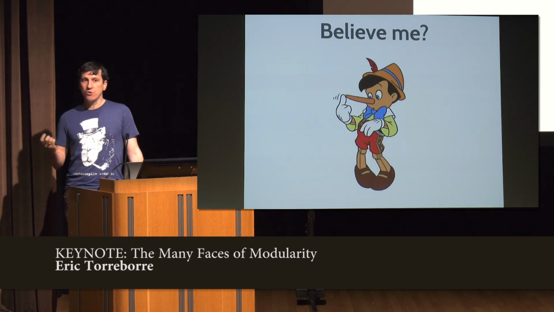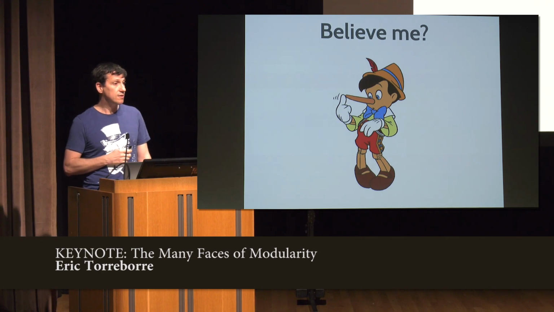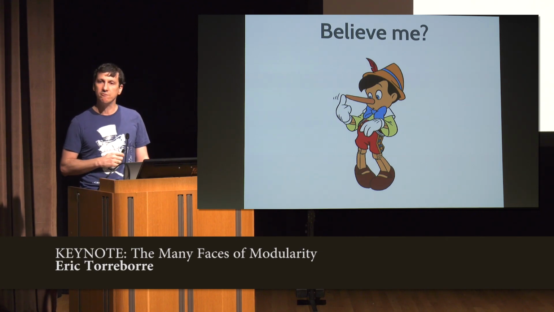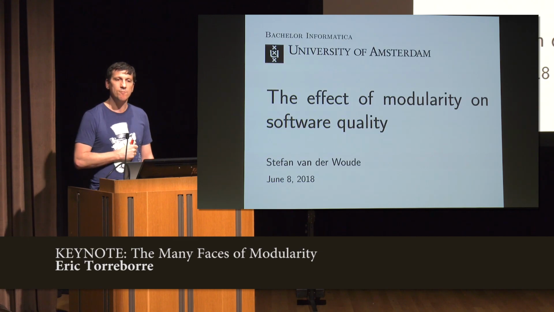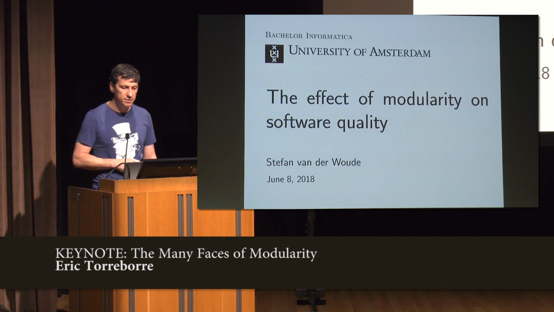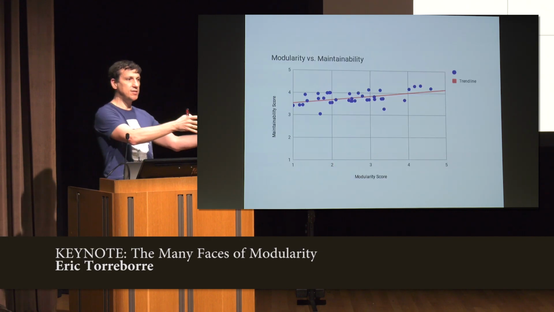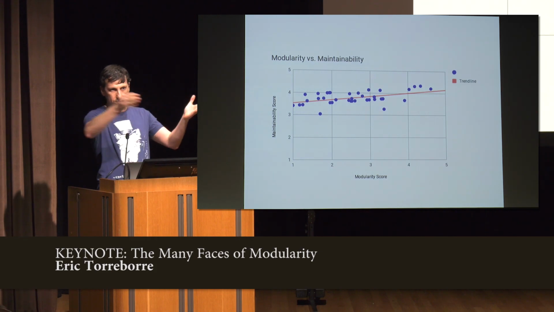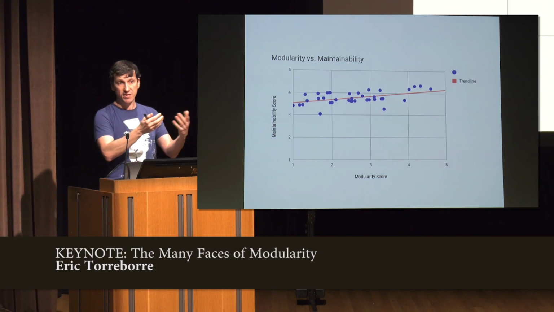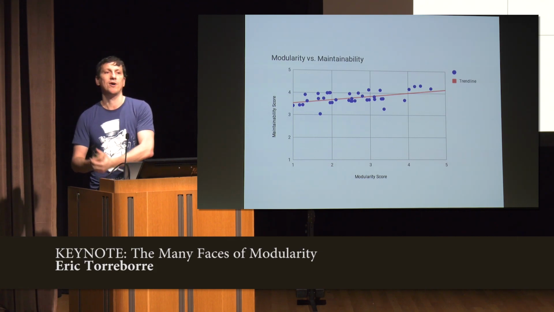So, is that really true? Do we have any studies actually proving all of this? And there are studies showing that there are some good effects of modularity on software quality in general. Here's one of them from last year. And this study, for example, took a bunch of open source projects and evaluated how modular they were and how maintainable they were, and just drew a graph. And yes, you see effectively there's a real tendency. The more modular you are, the more maintainable you are.